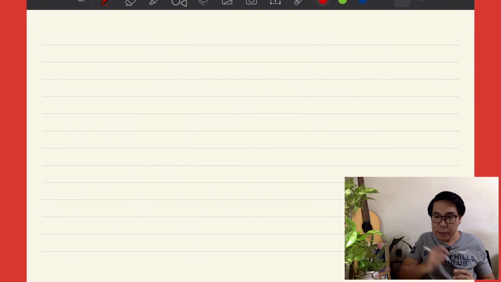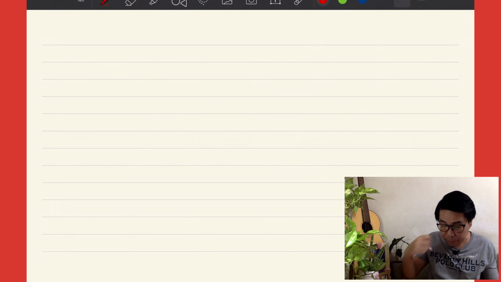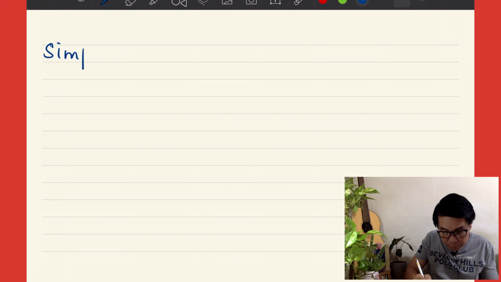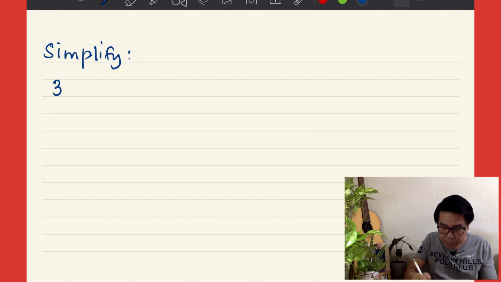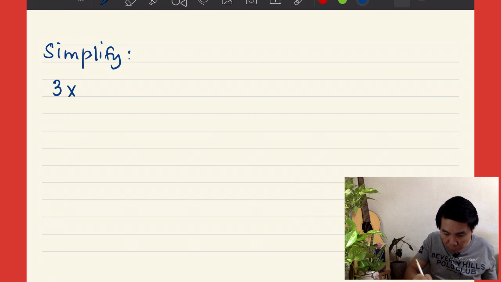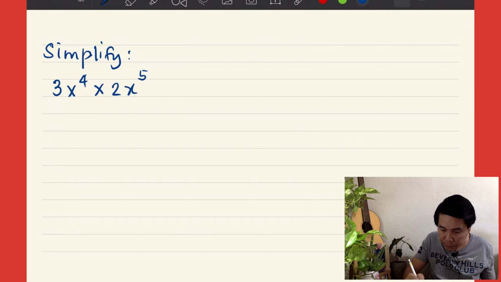Now, we can use this rule to simplify expressions where there is a coefficient in front of the variables. So let us try. Let's simplify this one. We have 3x to the 4th times 2x to the 5th.